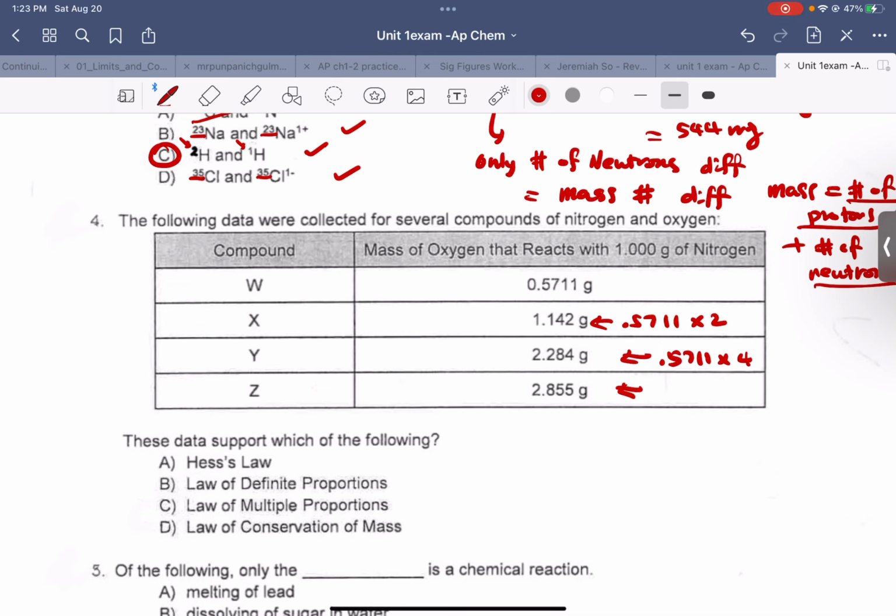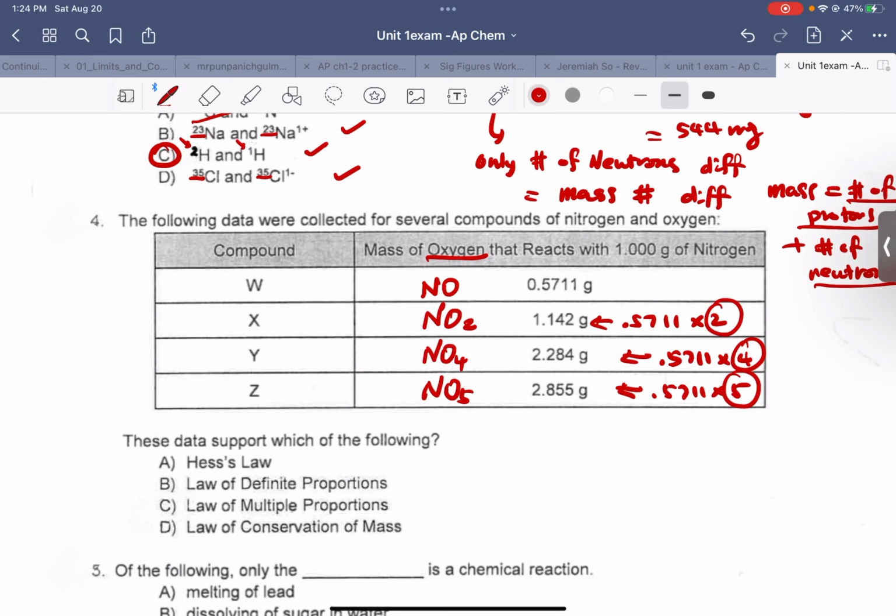Okay, and this one, let's see, 2.855 divided by 0.5711. So that's approximately 5. So 0.5711 times 5. So this one shows multiples, right? The x is twice the multiple, and so this one shows basically 1 gram of nitrogen, and the mass of oxygen is different. So let's say this one is nitrogen like NO, and this one has twice the oxygen mass, so NO2, and this one is NO4, NO5, things like that.